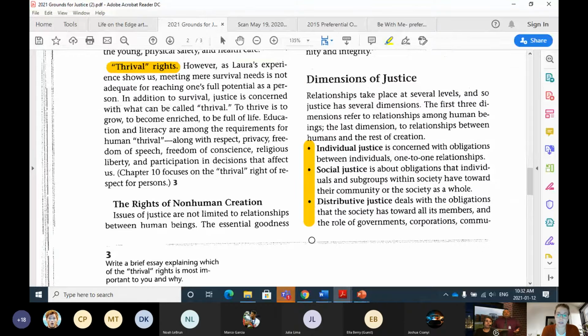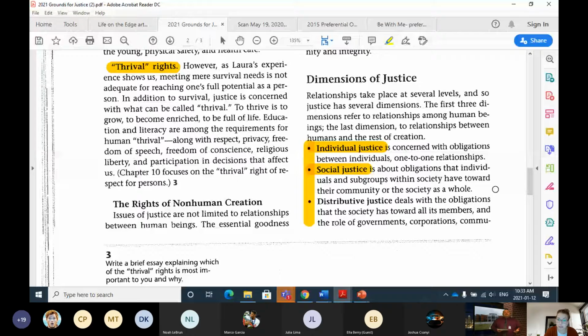So we have individual justice. This is concerned with obligations between individuals, so one-to-one relationships. Social justice, which is what we've talked about a little bit already, is about obligations that individuals and subgroups within society have towards their community or society as a whole. So it's basically the obligations that we have to society, right? So we pay taxes. You know what I mean? We contribute to society. We work jobs.